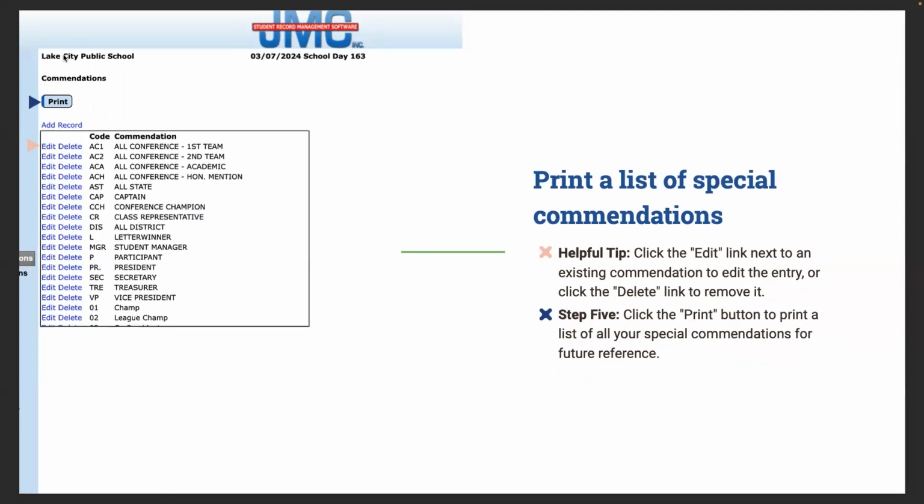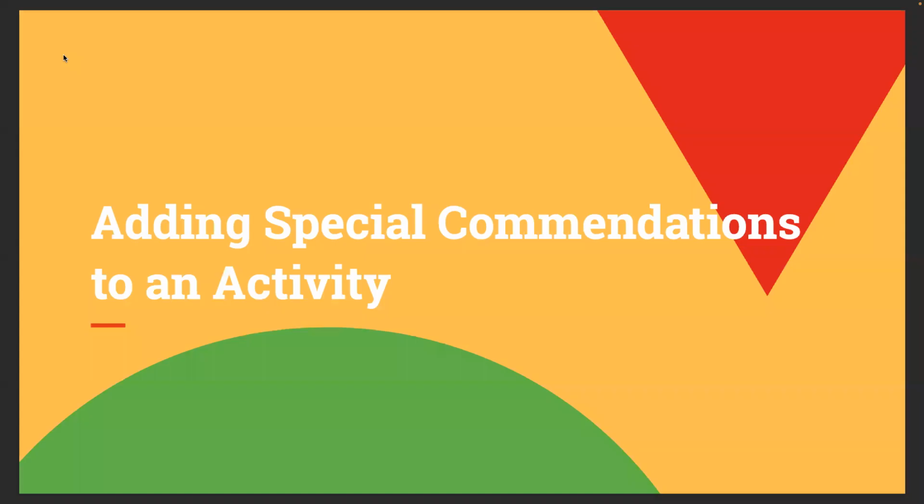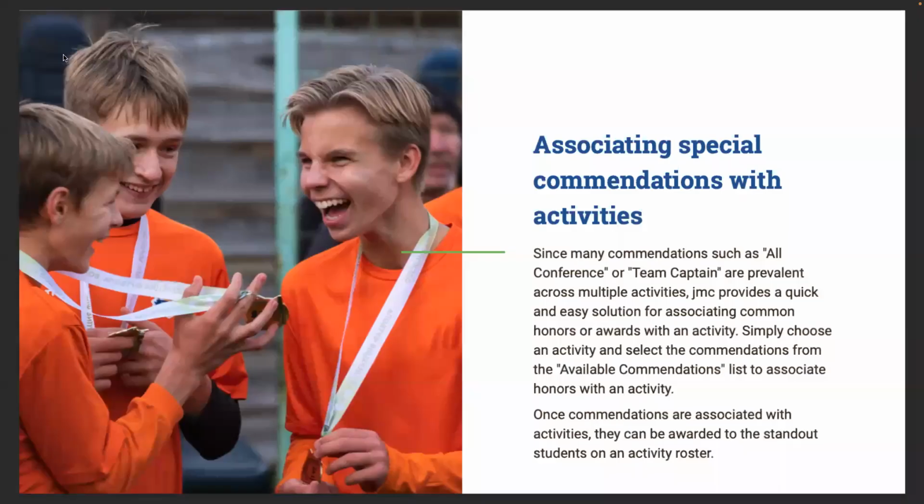Helpful tip, click the edit link next to an existing commendation to edit the entry, or click the delete link to remove it. Step 5, click the print button to print a list of all your special commendations for future reference. And then once you have the commendations entered, then you go ahead and associate them with the specific activities.